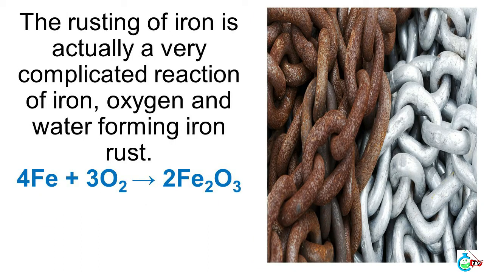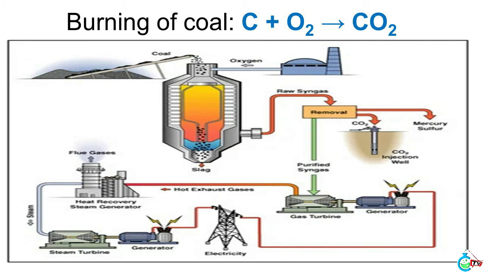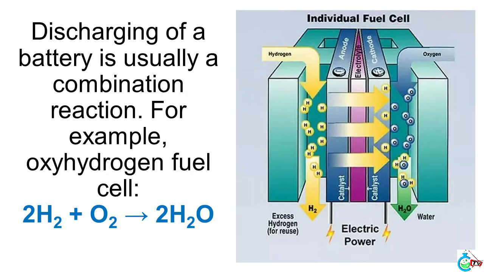The rusting of iron is actually a very complicated reaction of iron, oxygen, and water forming iron rust. 4Fe plus 3O2 yields 2Fe2O3. Burning of coal: C plus O2 yields CO2. Discharging of a battery is usually a combination reaction. For example, oxyhydrogen fuel cell: 2H2 plus O2 yields 2H2O.